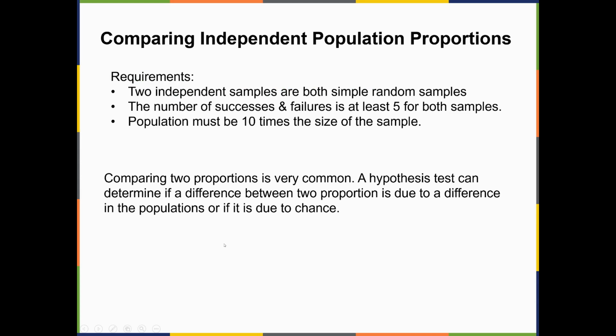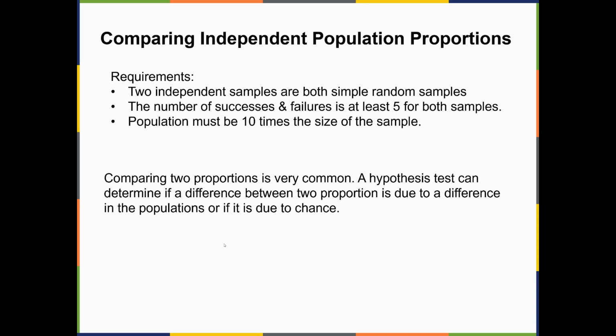All right, so the requirements to do this type of hypothesis test is we need to have two independent samples that are both from simple random samples. The number of successes and failures is at least 5 for both of them, and the population must be 10 times the size of the sample for this hypothesis test to work appropriately.